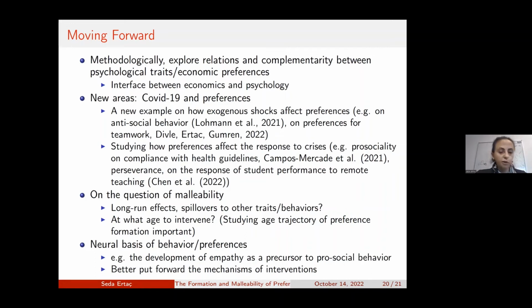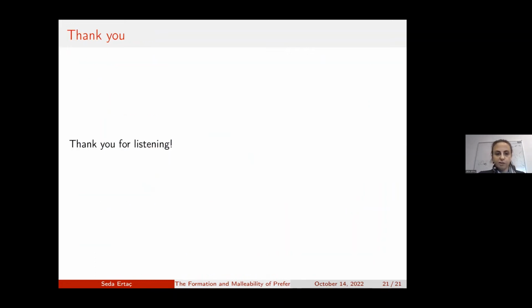I think there is also a good avenue for neuroeconomics, because neuroeconomists are studying the neural underpinnings of our behavior, and for example, the development of empathy as a precursor to pro-social behavior. I think neuroeconomics can help us understand and better put forward the mechanisms of these interventions. Thank you so much for listening.